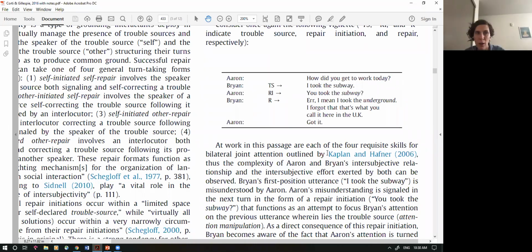There is a question in the chat from Sequoia. She was talking about how the idea of repair after next turn is similar to an adjacency pair, except you have these 3 steps. So would that be an adjacency triplet is the question. That's a good question.